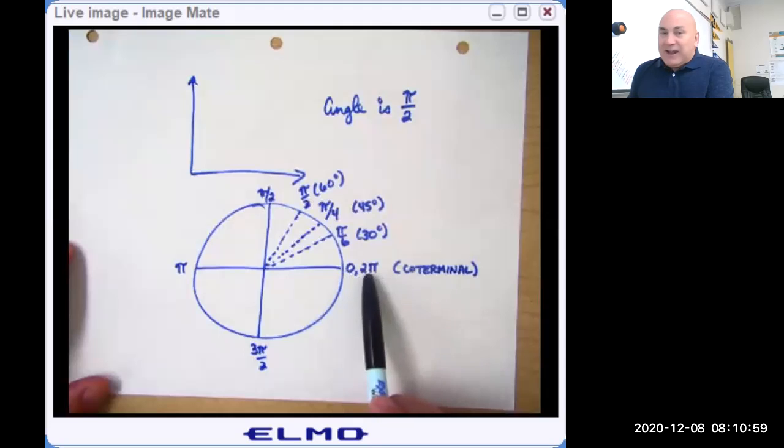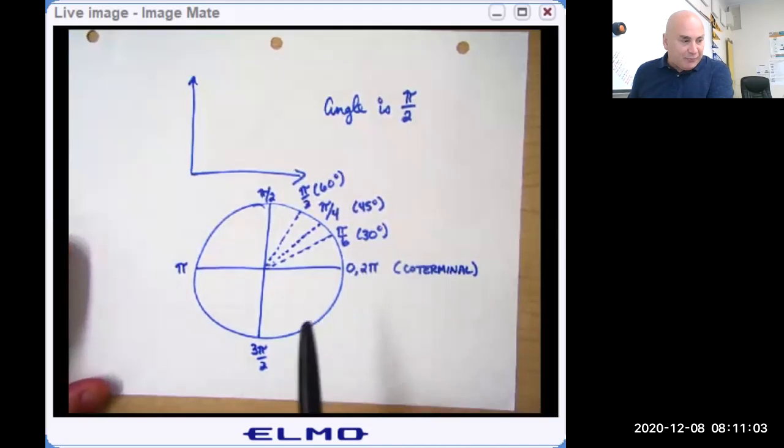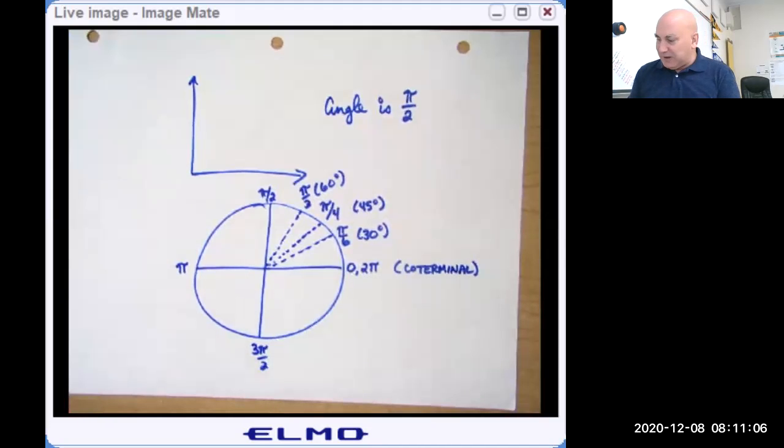0 and 2 pi, just like 0 degrees and 360 degrees, are coterminal. We're going to define that in a little bit.